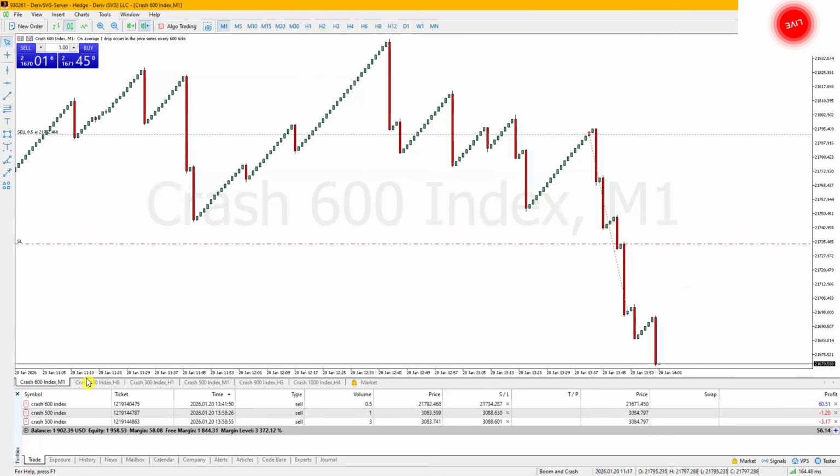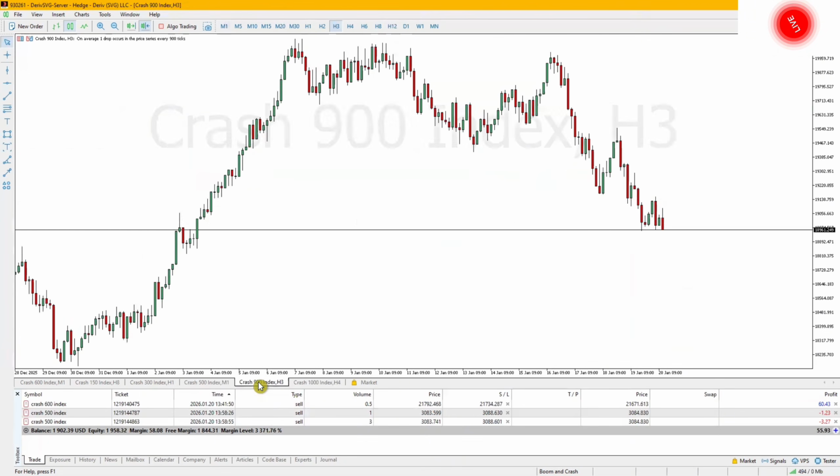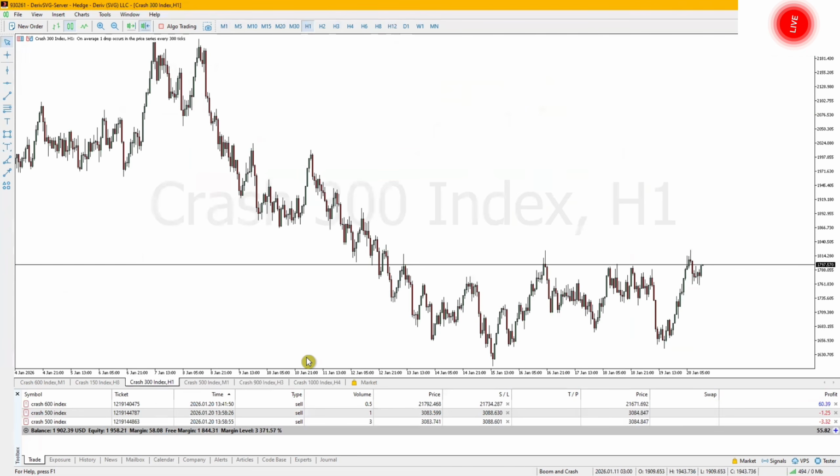So back to this one that we just took. Which one was it? Okay, back to this one that we just took. Was it the 150? Oh, it's down here.